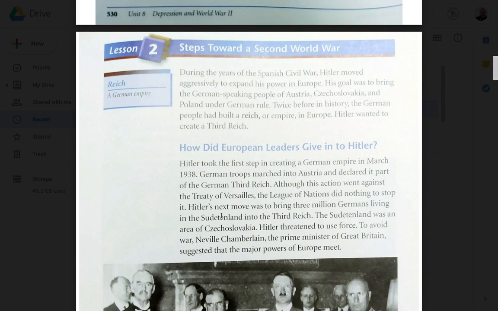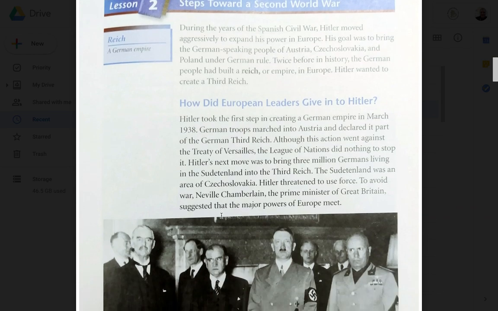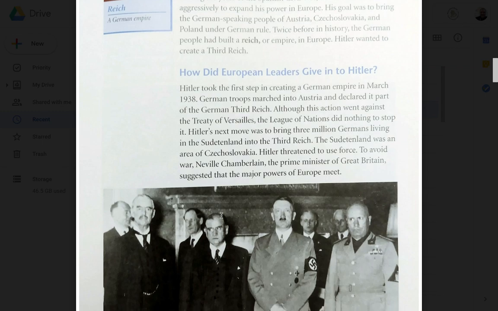Hitler took the first step in creating a German empire in March 1938. German troops marched into Austria and declared it part of the German Third Reich. Although this action went against the Treaty of Versailles, the League of Nations did nothing to stop it. Hitler's next move was to bring 3 million Germans living in the Sudetenland into the Third Reich. The Sudetenland was an area of Czechoslovakia. Hitler threatened to use force.